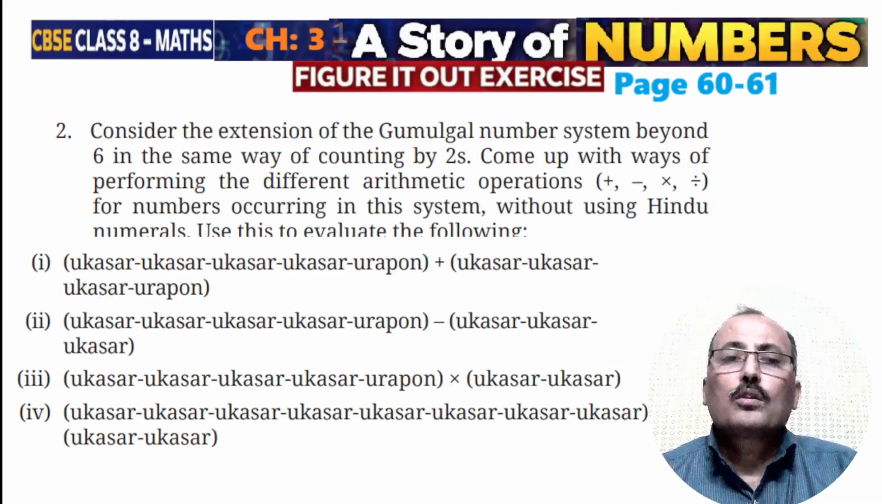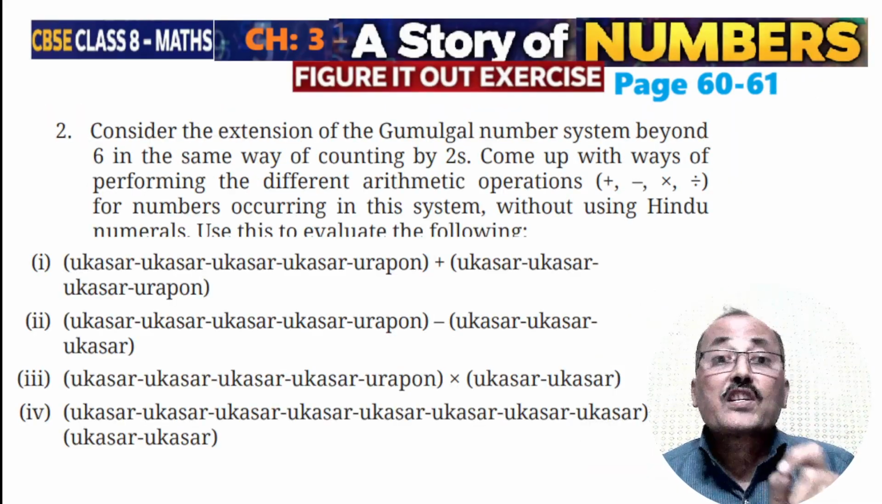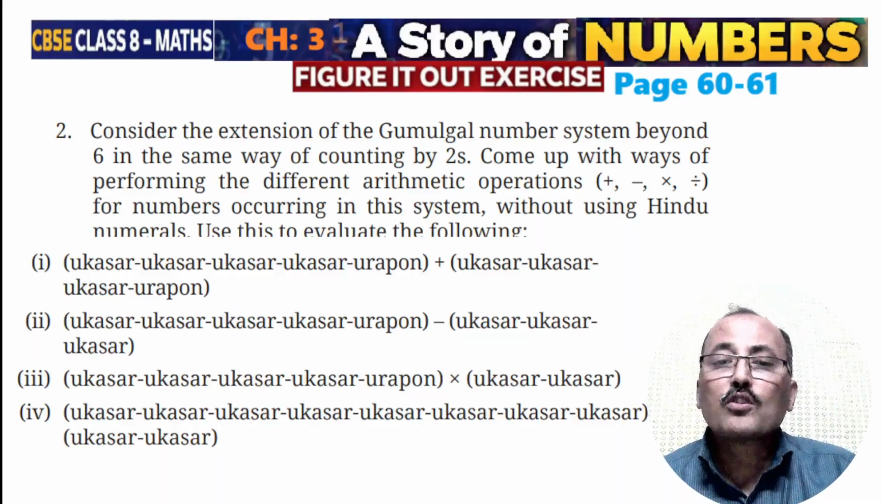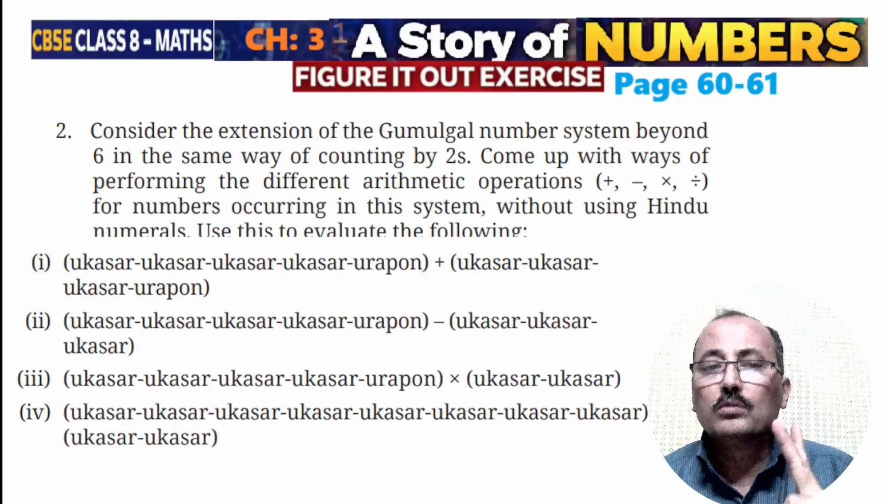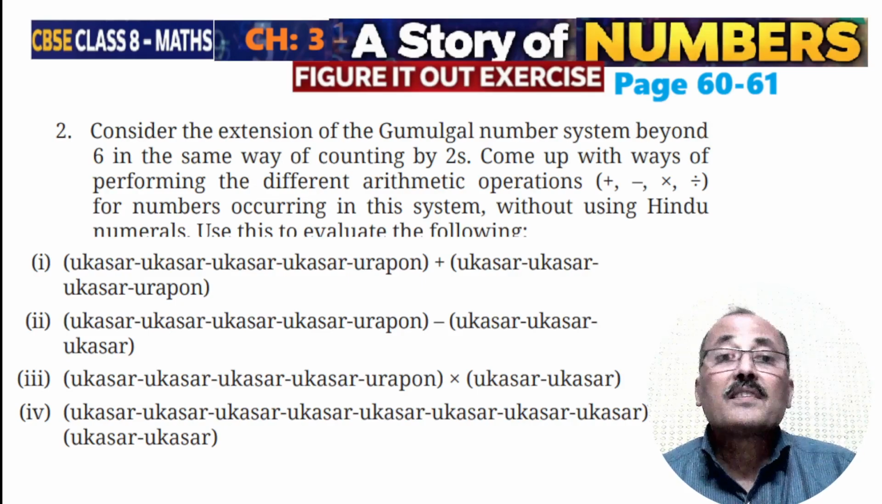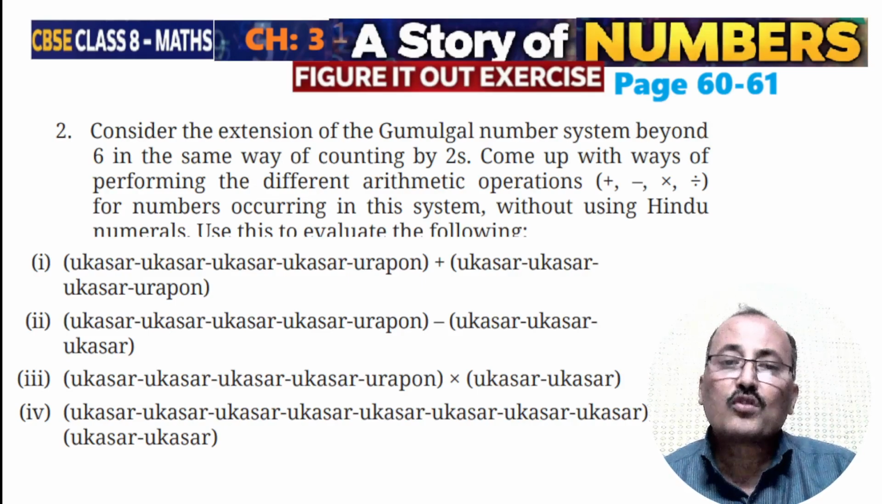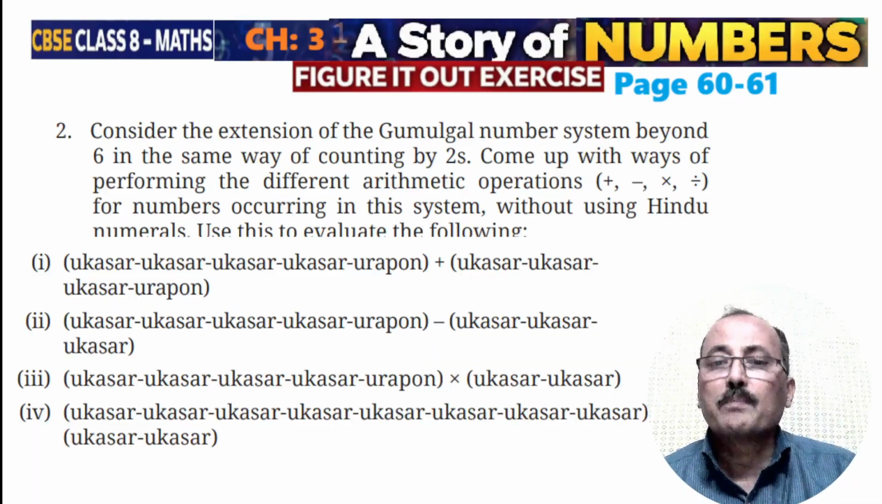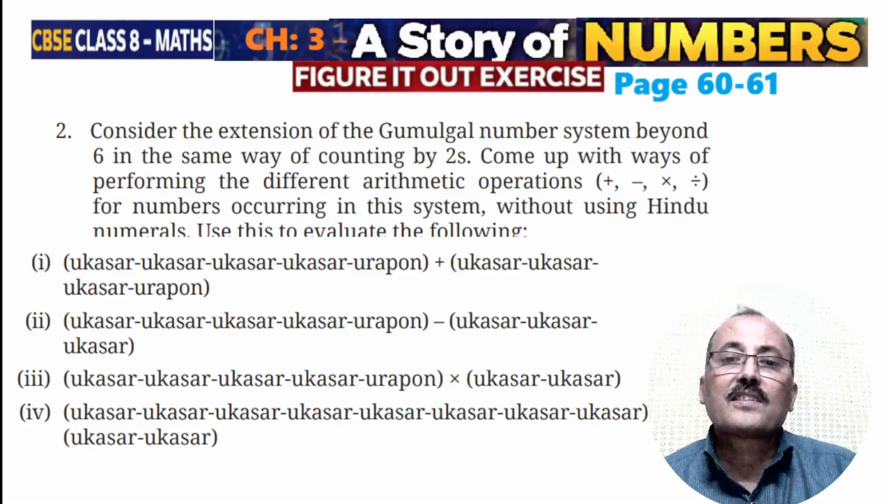Now question number 2. Consider the extension of Gumulgal number system. What is Gumulgal number system? They used only 2 words, Ukasar, Urapan. Okay, number system beyond 6 in the same way of counting by 2's. Come up with the ways of performing the different arithmetic operations, plus, minus, into, and division, that is addition, subtraction, multiplication, division for numbers occurring in the system without using Indo numerals. Use this to evaluate the following. Now they themselves gave the question.